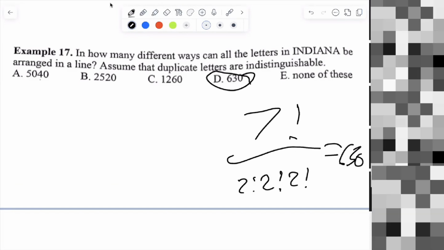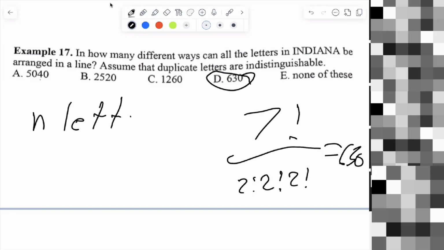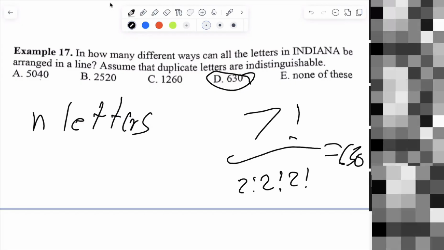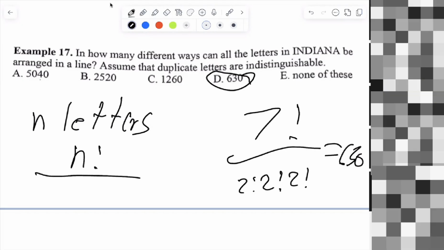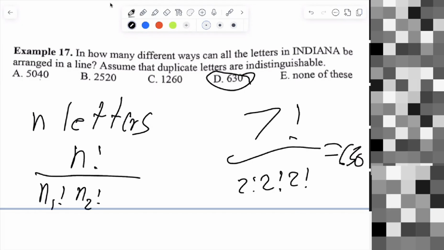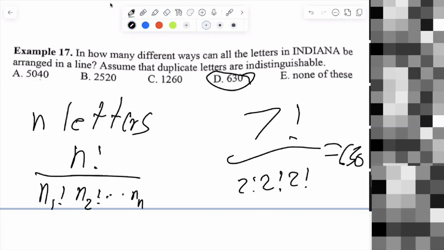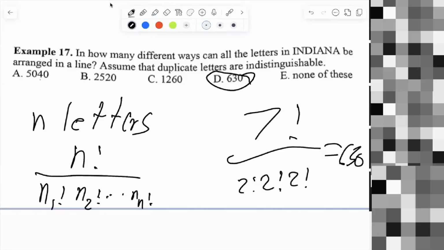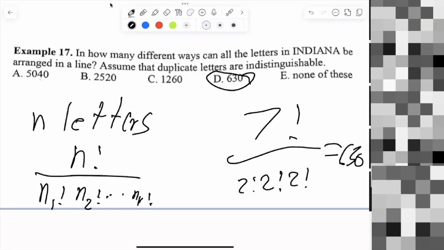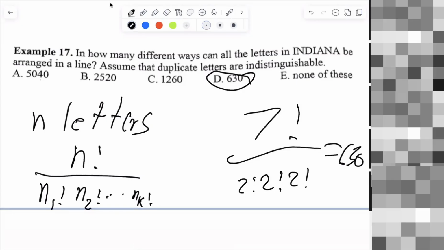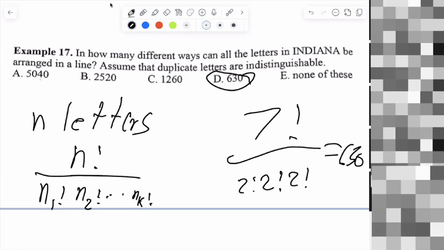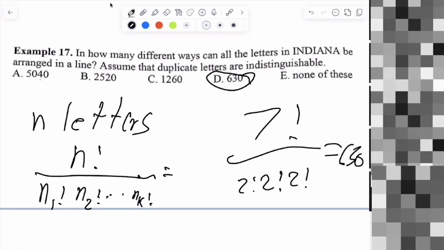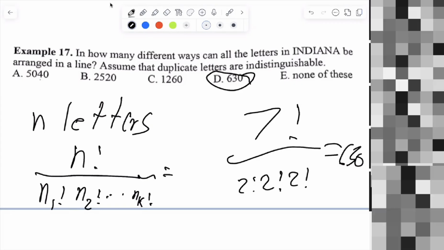So in general, if we have n letters and then we have duplicates, we have n factorial divided by n1 factorial for the first letter's duplicates, n2 factorial for the second one, and we multiply that until the last number of duplicates. Say there's the kth letter, which has n sub k duplicates, we get n sub k factorial as the last one in the denominator. That's the formula for counting how many letter arrangements are possible.